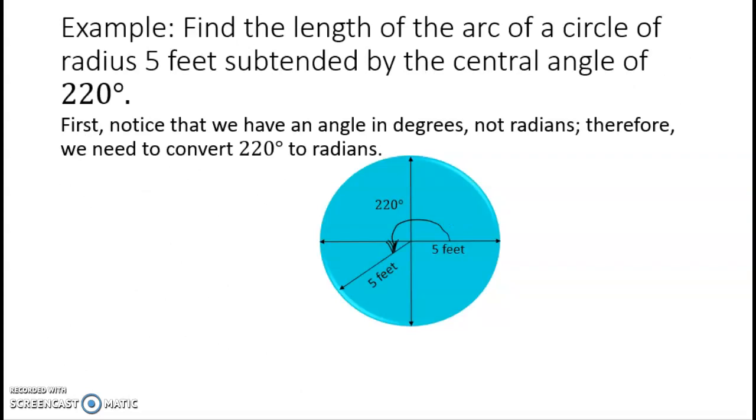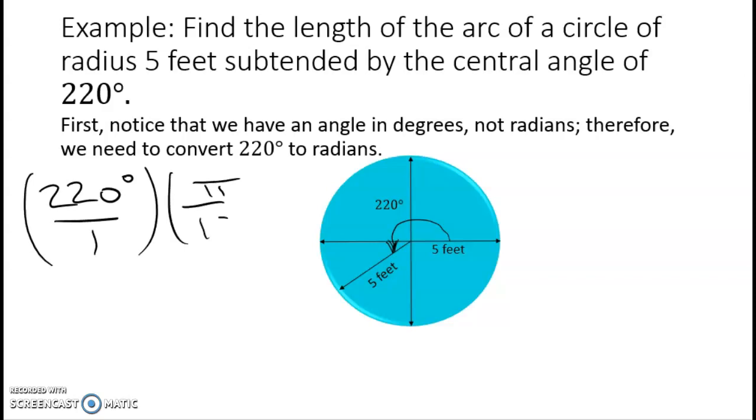Okay? Find the length of an arc of a circle of radius 5 feet subtended by a central angle of 220 degrees. Now, first off, if we're looking for the arc of a circle, then our central angle has got to be in radians, not degrees, but right now it's in degrees. So I need to take this 220 and change it to radians. Okay, so this is going to give me 11 pi over 9.